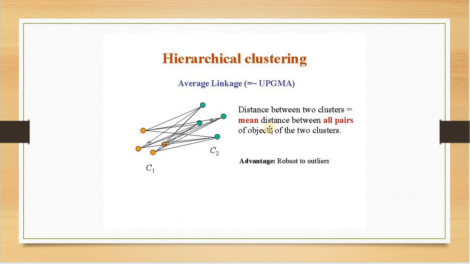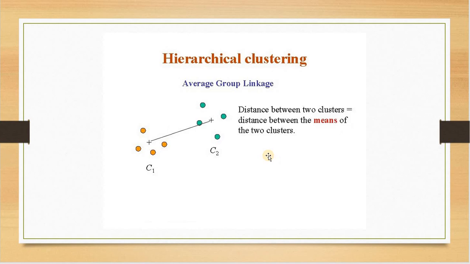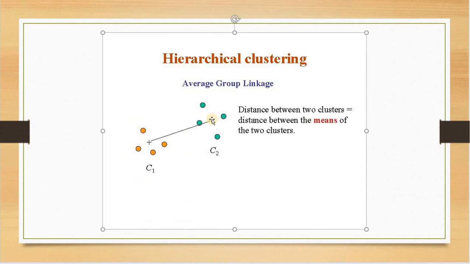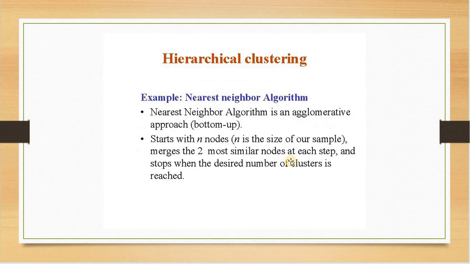In average linkage we take the mean distance between all pairs of objects of the two clusters. Right, the advantage of taking this average linkage is that it is robust to outliers. And then lastly, we have average group linkage. Here, the distance between two clusters is equal to the distance between the means of two clusters. In cluster 1, the mean is found, and similarly in cluster 2, the mean is taken, and that distance is taken into account, right?